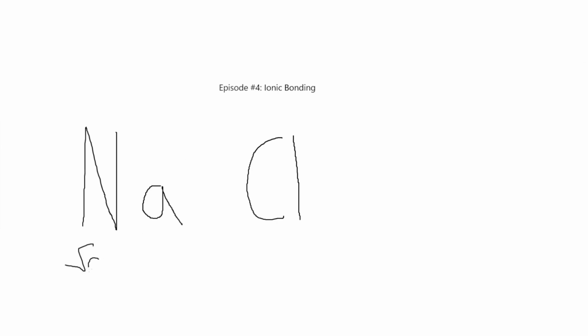So, this is sodium here, sodium, and this is chlorine. These are the symbols for sodium and chlorine. So draw the electron dot diagram for sodium and chlorine. So look back at the periodic table, remember what I taught you last episode, find out how many valence electrons they have, then draw the electron dot diagram. So pause the video now and do that.